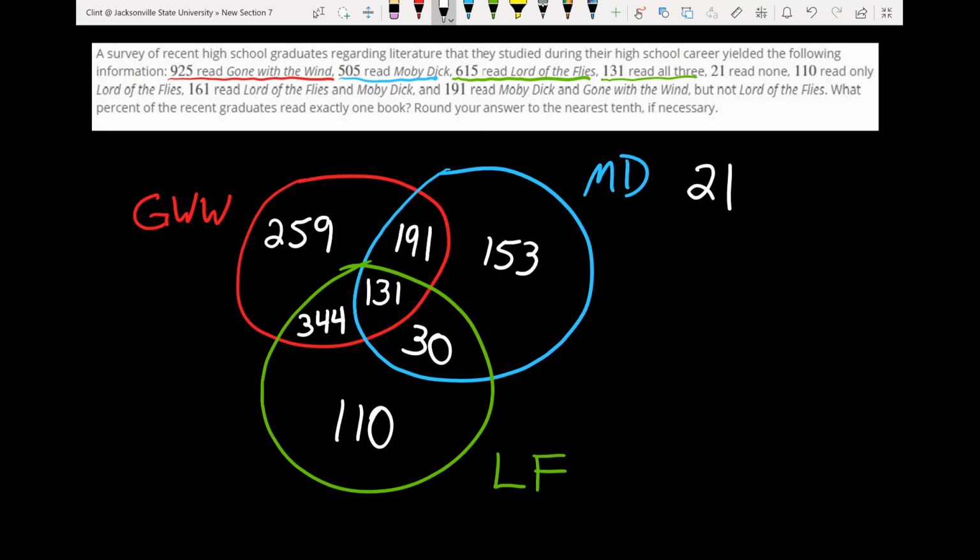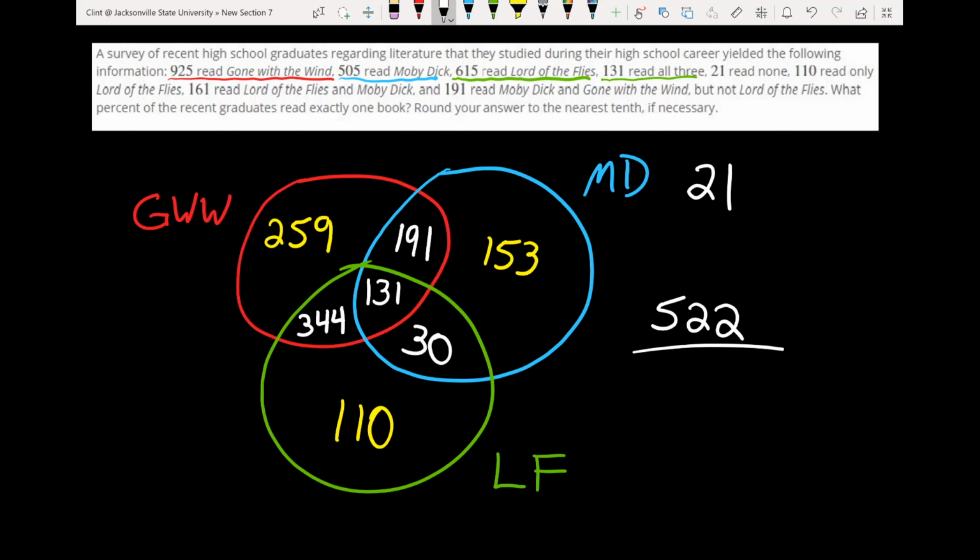If we look back at the question, it says what percent of the recent graduates read exactly one book? So we only want the ones that read one book and one book only. So we want this one, 153, that read only Moby Dick. This one, the 259, that read only Gone with the Wind. And this one, the 110, that read only Lord of the Flies. Okay, so if we add those together, 259 plus 153 plus 110, we get a total of 522 that read only one book. But we got to divide that by the total.